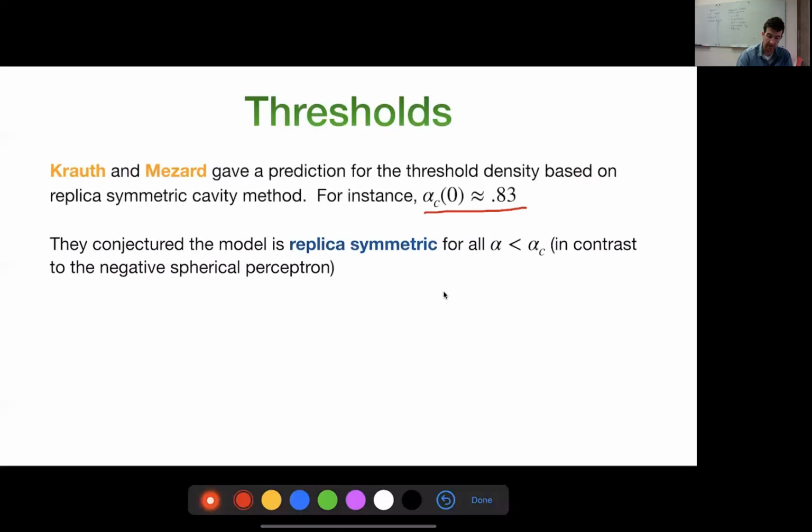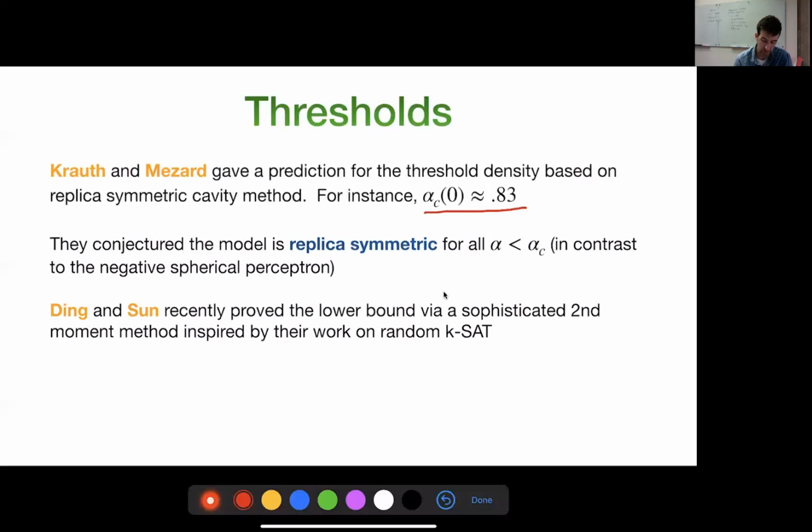And the conjecture is that the model is replica symmetric for all densities below this critical capacity. And this is different than in the spherical case, where you can get replica symmetry breaking. So what is known about this?